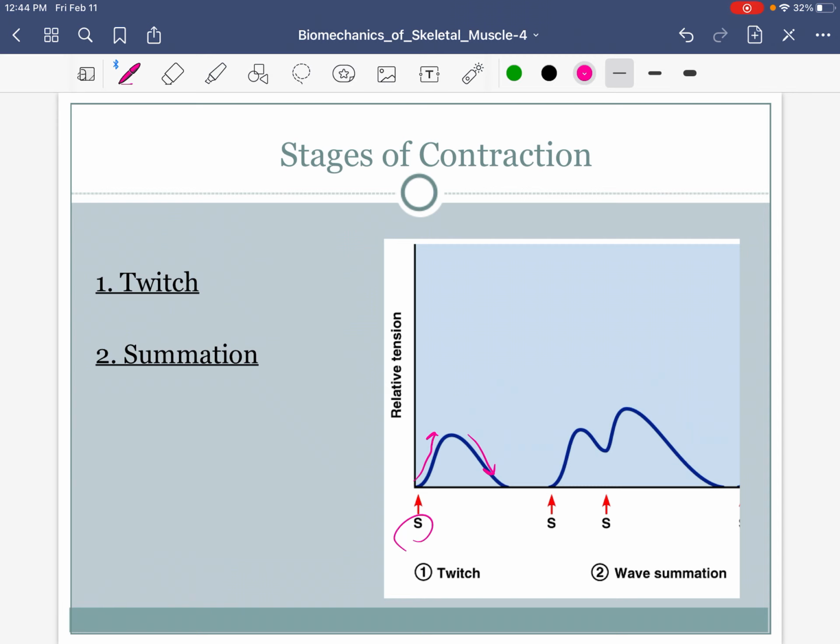So every muscle contraction has to start with one nerve impulse, one contraction. But then, as we send more and more nerve impulses to the muscle, the effects begin to summate. And that just means that we have one nerve impulse and a contraction, but before that first contraction can lead to relaxation, we send another nerve impulse. So the effects begin to add on to each other. The muscle doesn't get a chance to completely relax before we send another stimulus to start the next contraction.